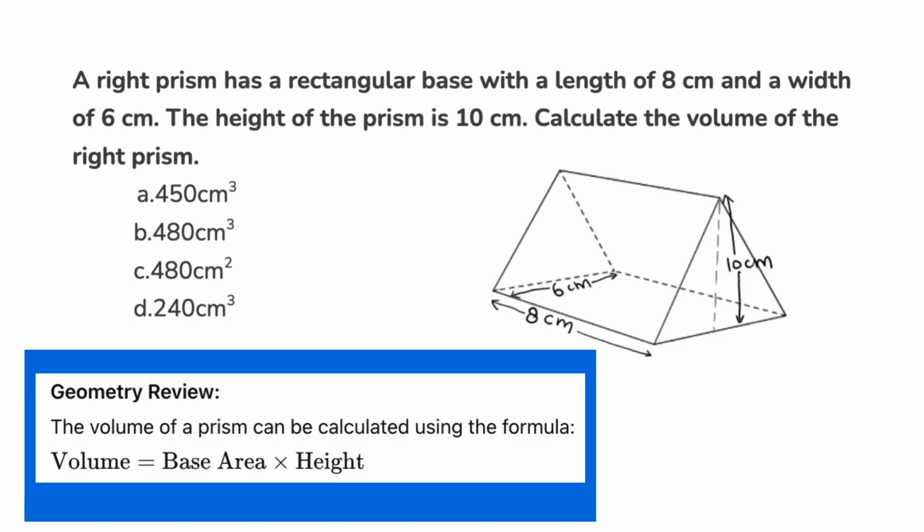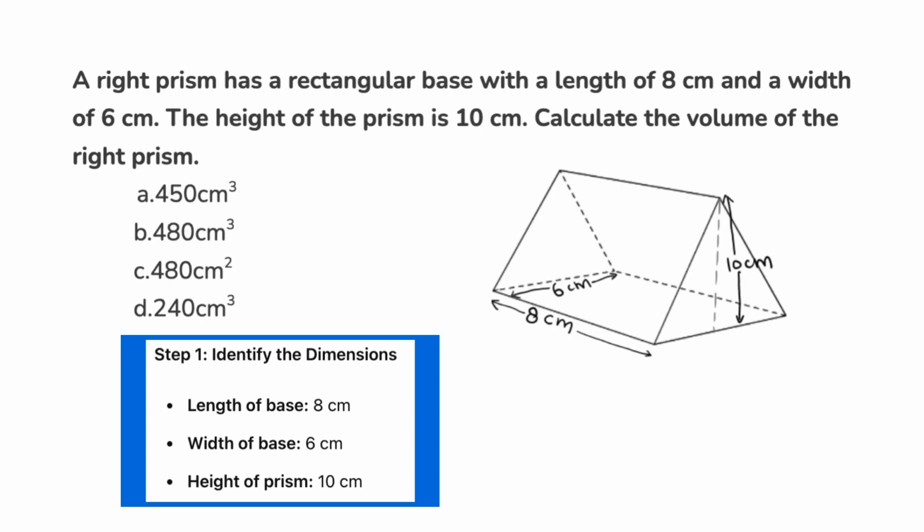So now, for a quick review, remember the volume of a prism can be calculated using the formula volume equals base area times height. All right, now that we have a little refresher, let's begin by confirming the information that we've been given. Remember, always understand the problem and know what you have in the problem itself.